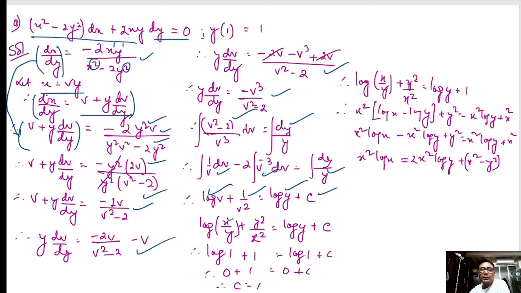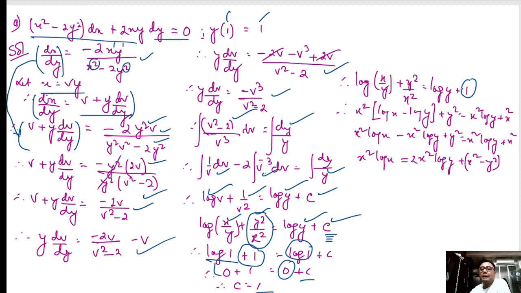In place of v put x by y. In place of v square, this. Now we have to calculate the value of the c. So here they are telling if x is 1, y is 1. So here x is 1, y is 1, which means log 1, which is 0. X is 1, y is 1, it gives you 1. Log 1 is 0 again. So c comes out to be 1. That means we will replace the value of c as 1.